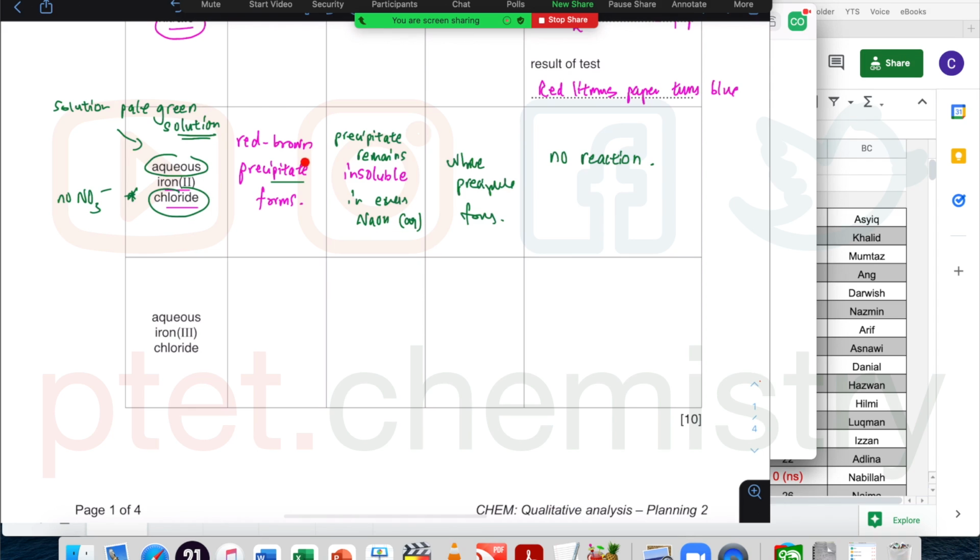I think I did something wrong here. It's not a red brown PPT. I can't believe no one mentioned it. Okay, it's a green PPT, a green precipitate for iron 2 hydroxide. For iron 3, then you get the red-brown PPT.